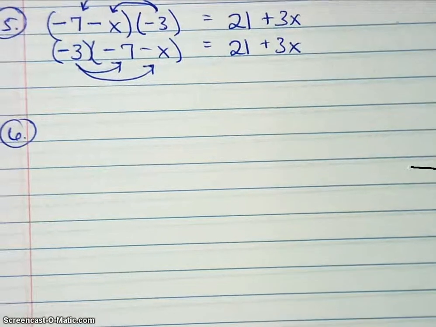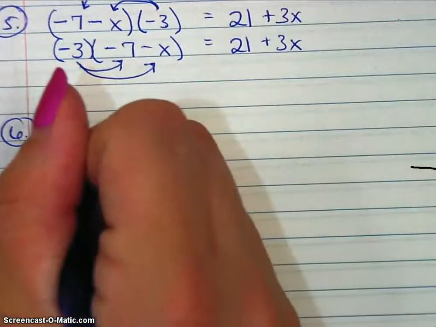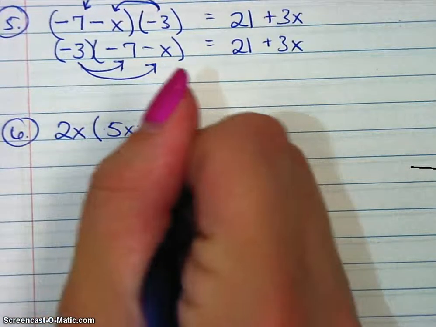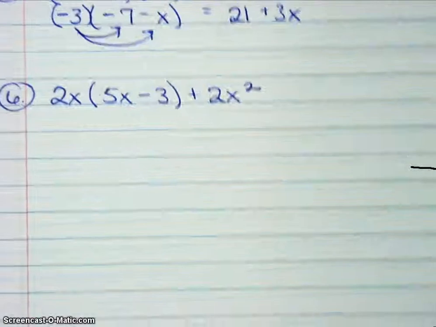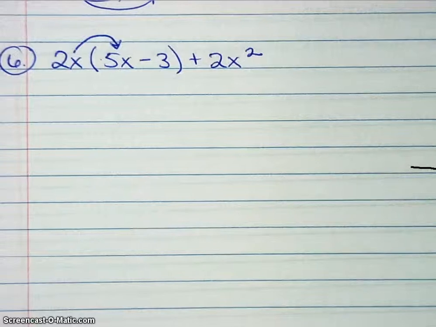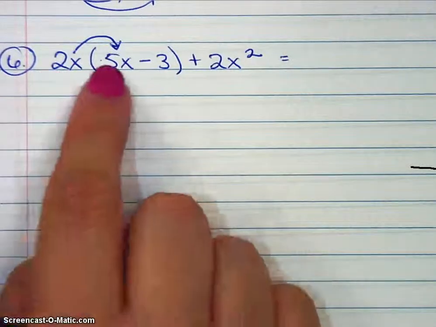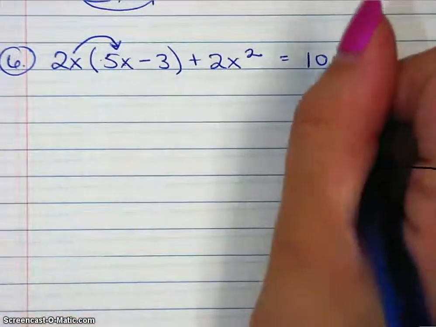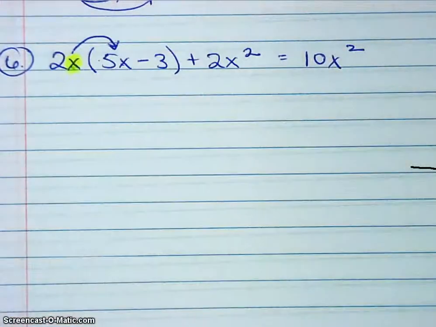Alright, last one. We're going to do 2x times 5x minus 3 plus 2x squared. So on this problem here, we're doing 2x times 5x. Now be very careful here. Still doing distributive property first. 2 times 5 is 10, but x times x is x squared. Do not forget about this x.